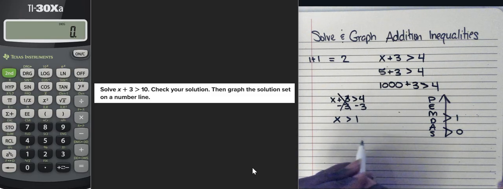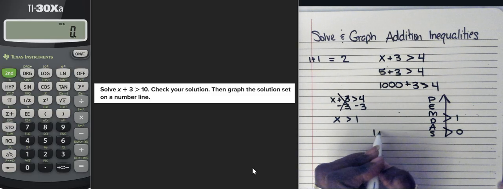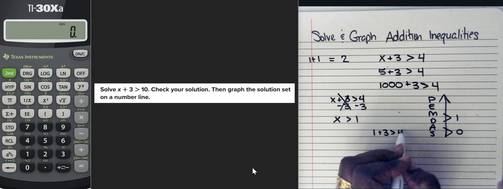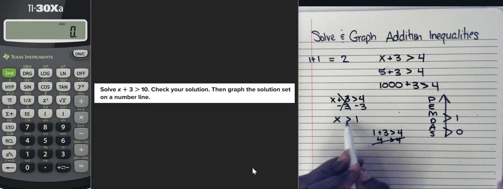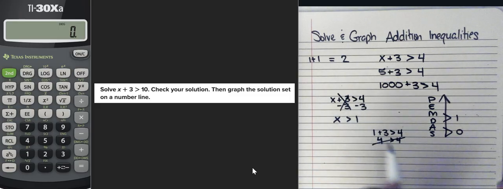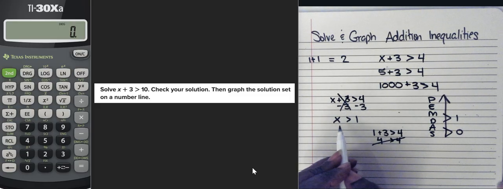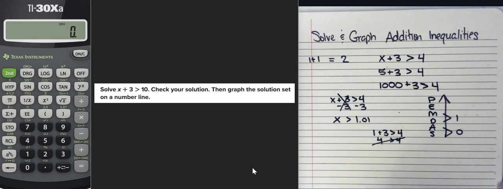So let's see. What if I made that 1? 1 plus 3 is 4. 4 is not greater than 4. So that would not be a true statement, right? So that's why we're saying that x has to be at least 1. Okay. Or I'm sorry, it has to be greater than 1. So what could make this a true statement is, what if x was 1.01? Okay.